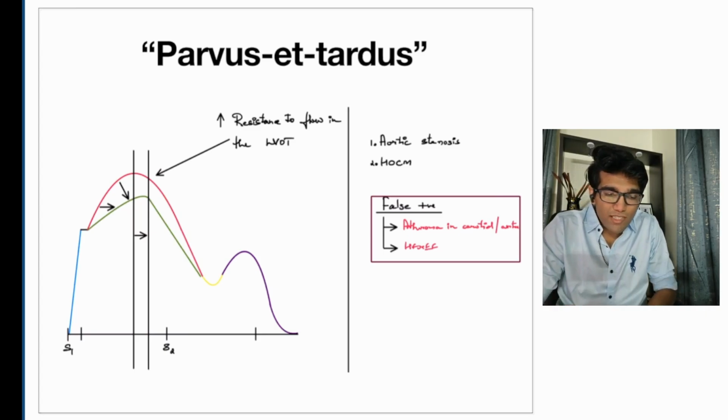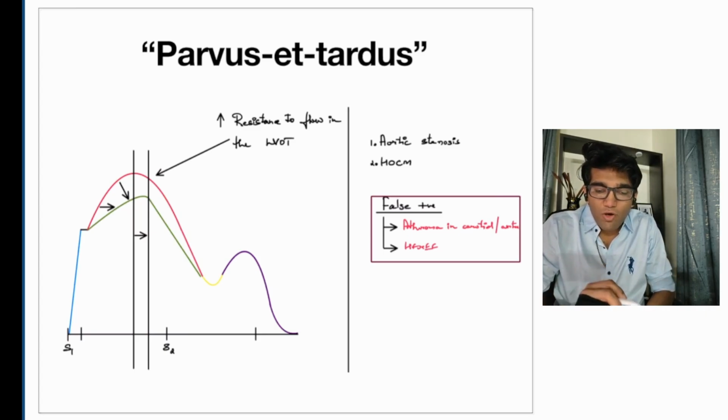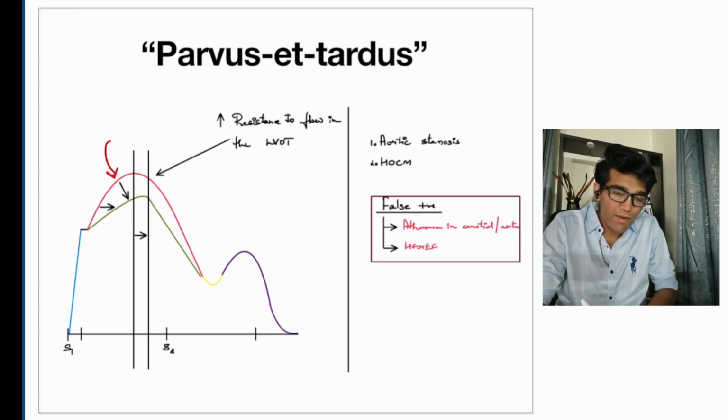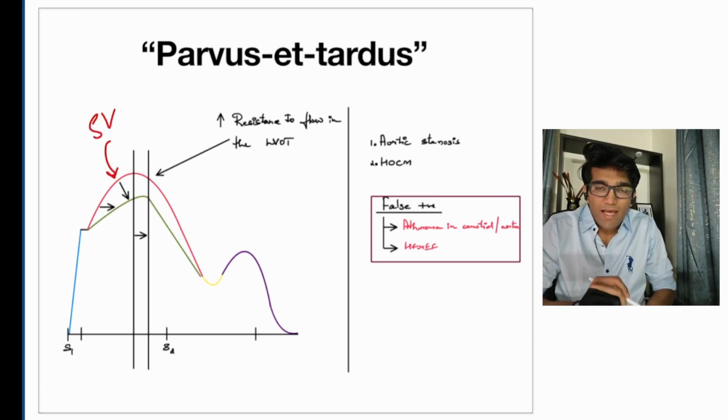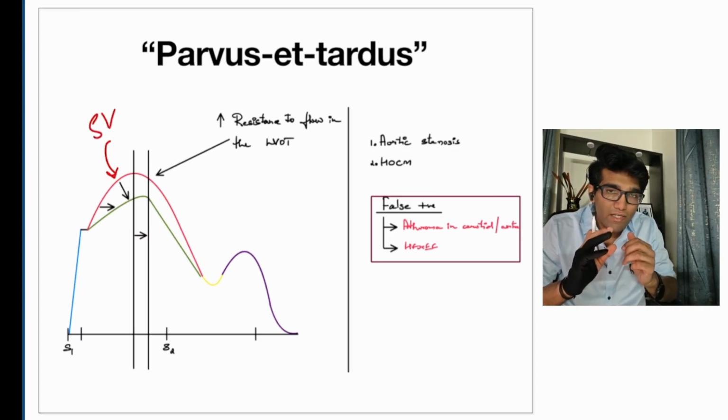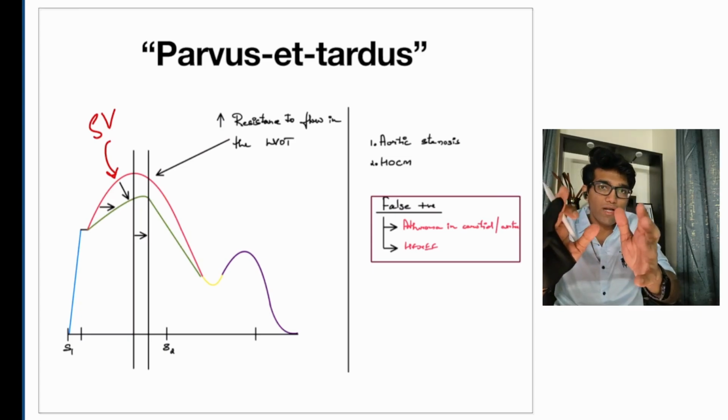So it is actually the tidal wave that is getting smaller and the peak of the wave is getting delayed. So what could be the reason for that? See, tidal wave represents what? It represents the stroke volume.